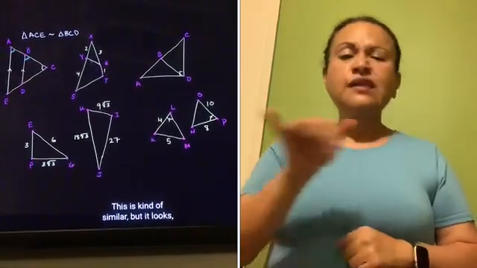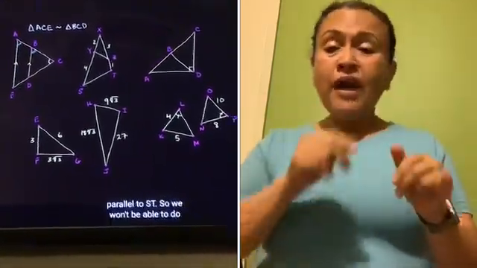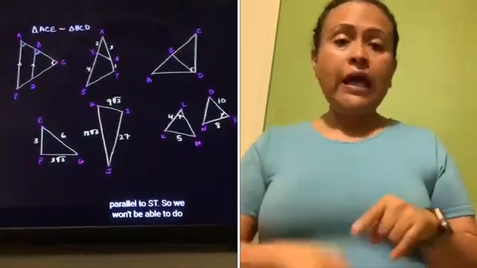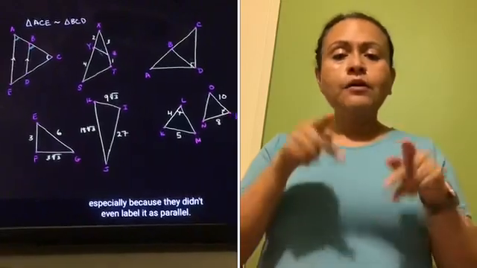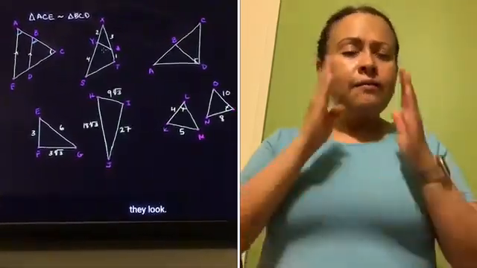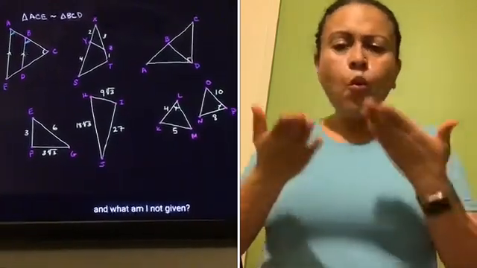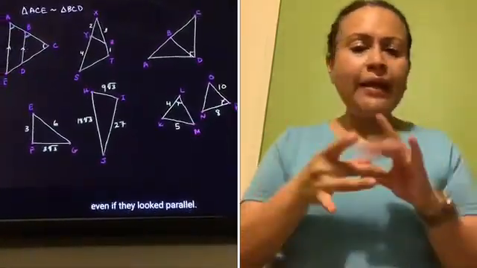This is kind of similar, but at least it looks, just superficially looking at it, YZ is definitely not parallel to ST. So we won't be able to do this corresponding angle argument, especially because they didn't even label it as parallel. And so you don't want to look at things just by the way they look. You definitely want to say, what am I given and what am I not given? If these weren't labeled parallel, we wouldn't be able to make the statement, even if they looked parallel.